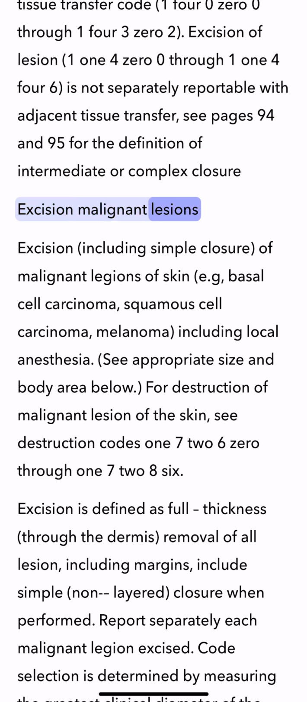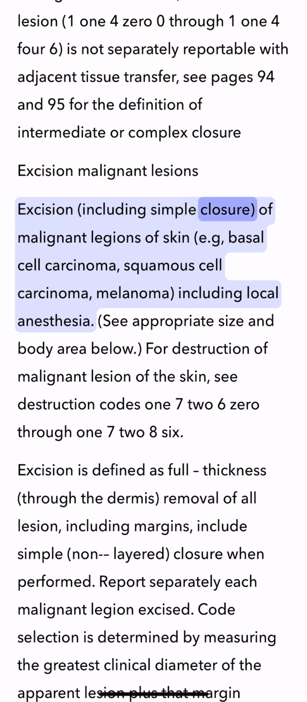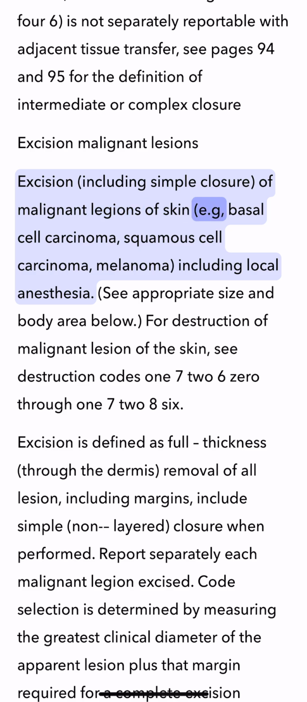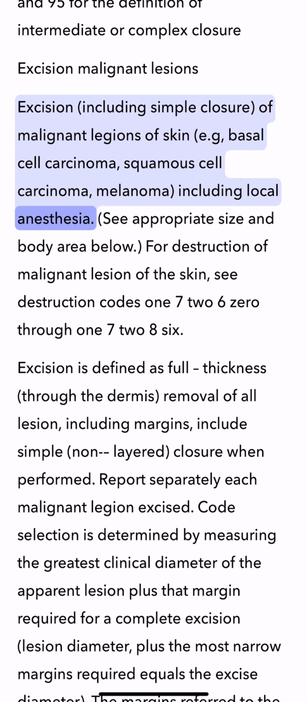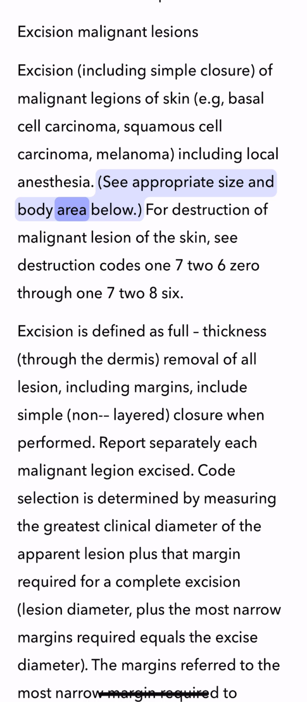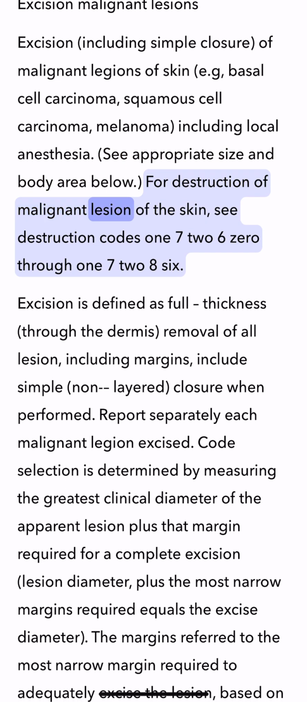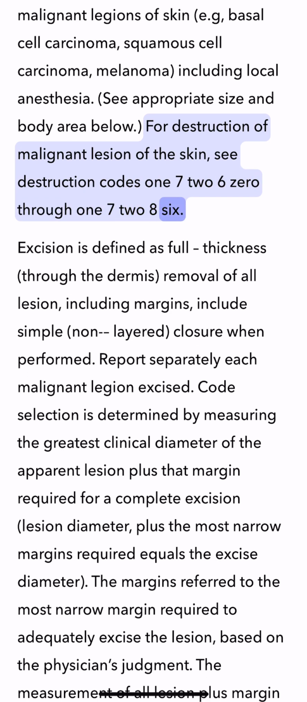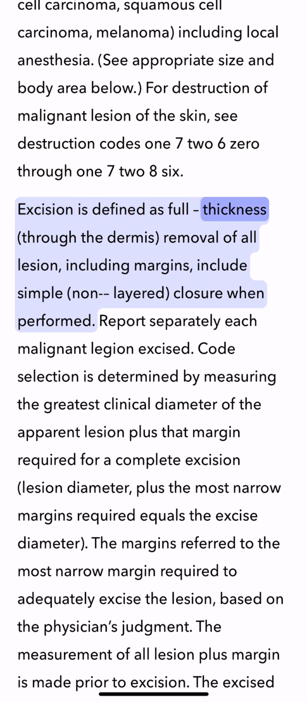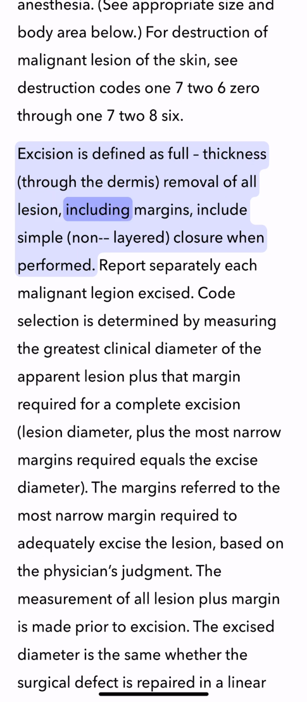Excision of malignant lesions. Excision, including simple closure, of malignant lesions of skin, for example, basal cell carcinoma, squamous cell carcinoma, melanoma, including local anesthesia. See appropriate size and body area below. For destruction of malignant lesion of the skin, see destruction codes 17260 through 17286. Excision is defined as full-thickness, through the dermis, removal of all lesion, including margins.